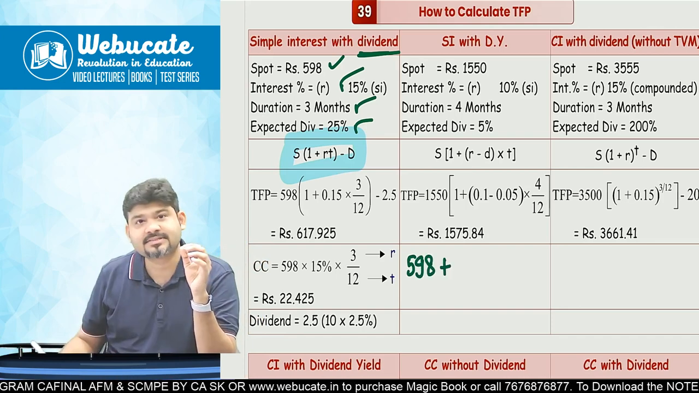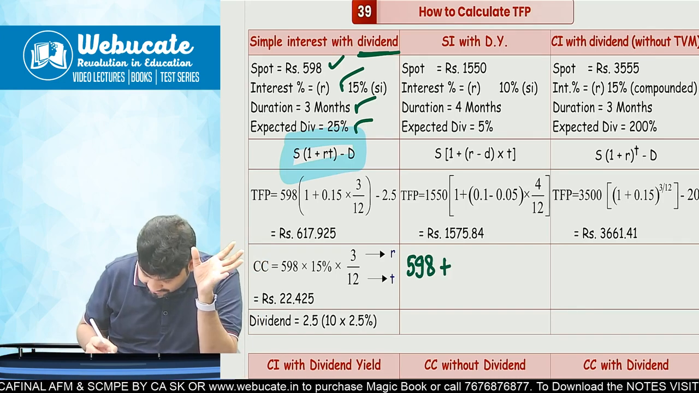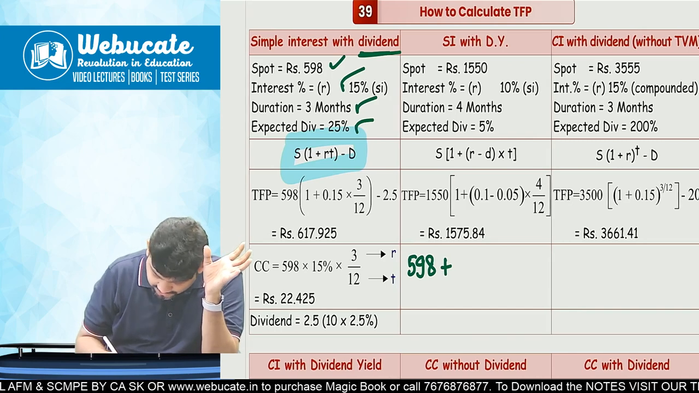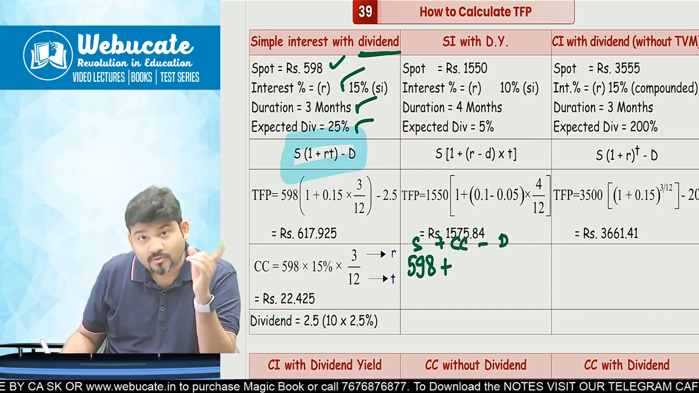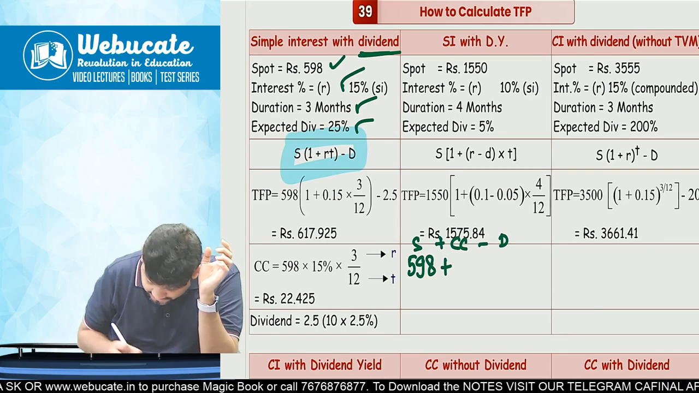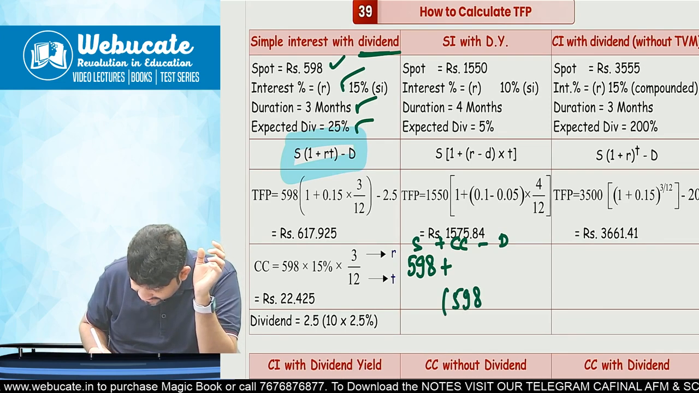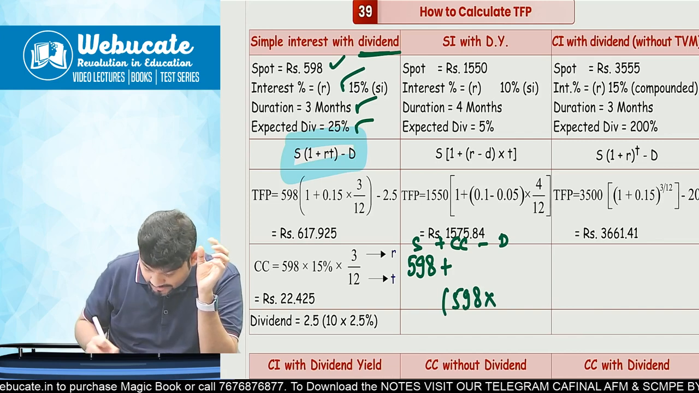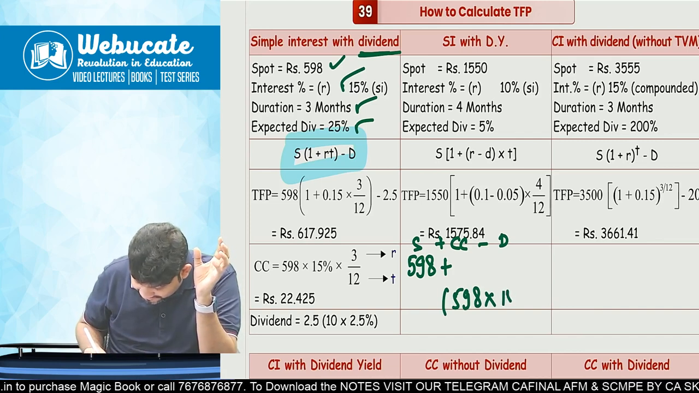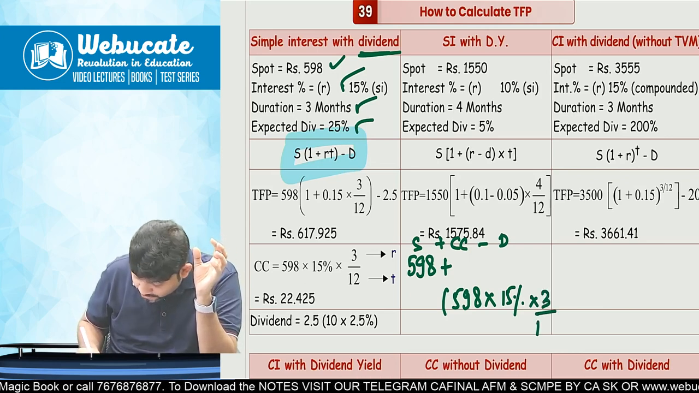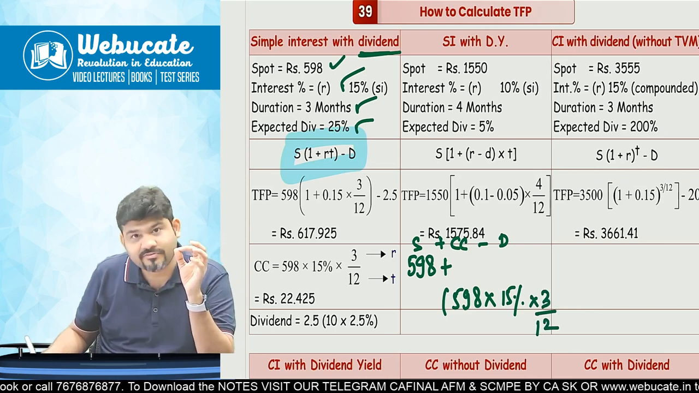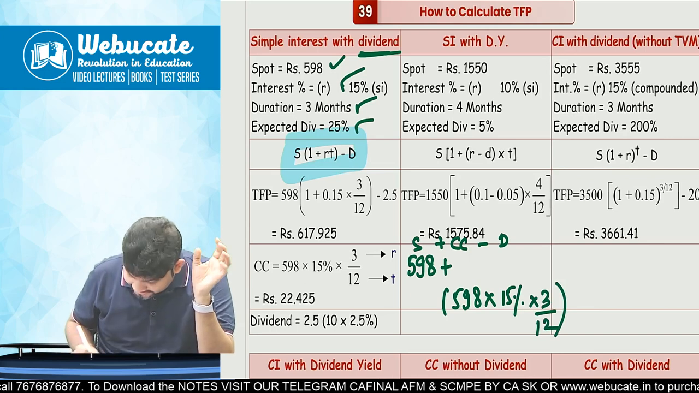598 plus carrying cost. So what's the formula? It is spot plus carrying cost less dividend. What is the carrying cost? Carrying cost is going to be 598 into interest, which is 15% into 3 months. So into 3/12, right? All right. This is your interest amount.